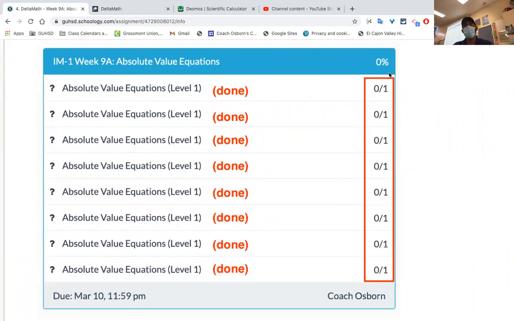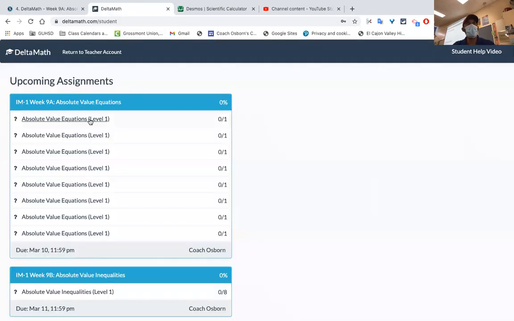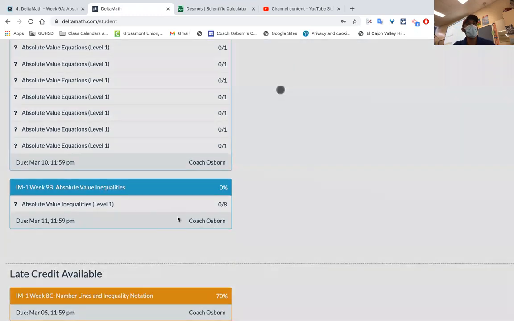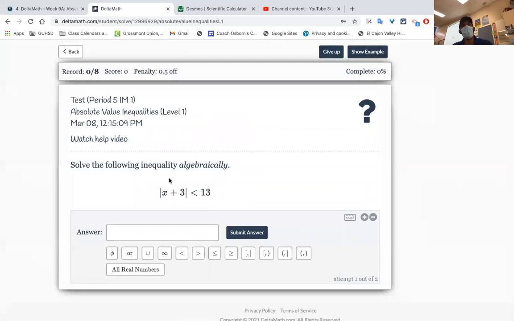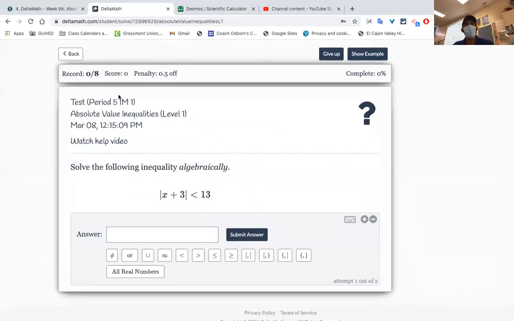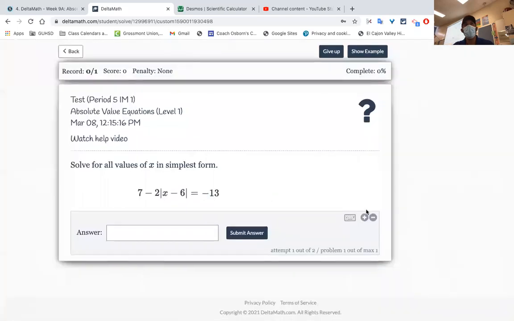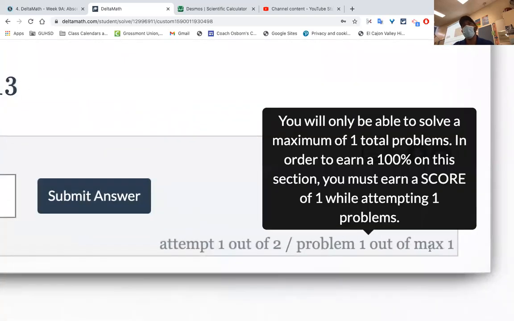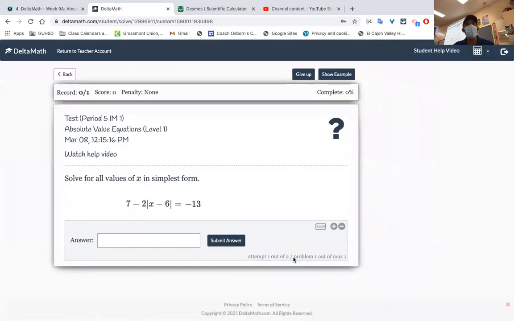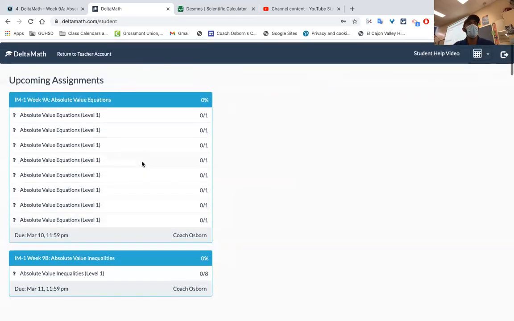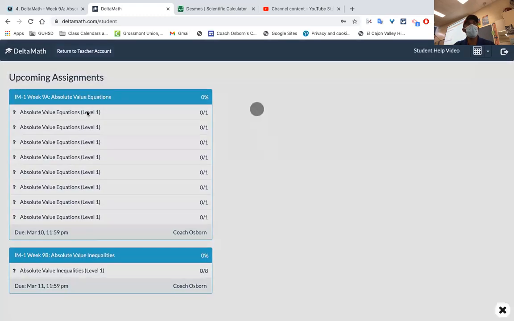If you get everything correct, then you'll get 100%. If you don't get it correct, it might say less than 100%. But the key thing is just make sure that you see done on all of those. Again, if you get it right, you'll see a green check mark. The second one, for the assignment due on Thursday, you do have to get them correct. And remember, you can always tell the difference when you look at the bottom here. If it says problem 1 out of max 1, that's when you know you only get 1 try. So that's what we're going to focus in on, problems like this.